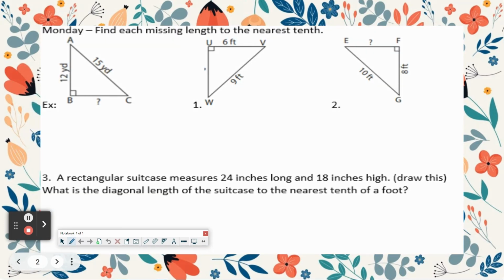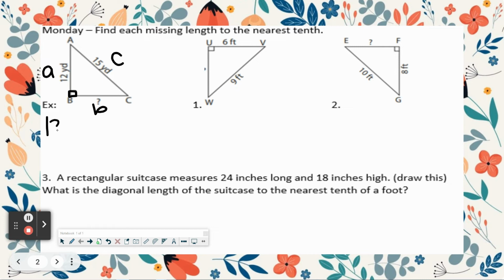For bell work for Monday, it says find each missing length to the nearest tenth. When we look at the example, we have to first determine, are we finding a leg or a hypotenuse? On this one, the right angle is right here. And so remember, any side that touches a right angle is a leg. Therefore, we are finding a leg, and 15 is C, my hypotenuse.